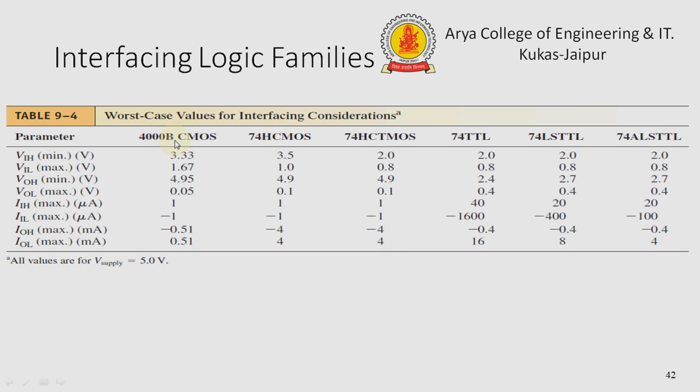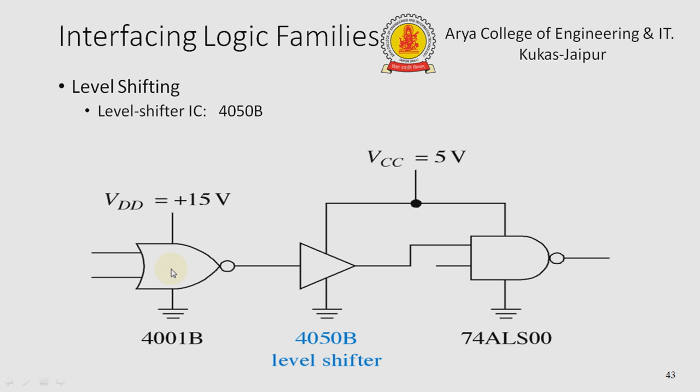And here are the values for interfacing considerations that we get for CMOS and for TTL with their voltage level parameters, like VIH, VIL, VOH, VOL, IIH, IIL, IOH and IOL, and for all values the supply voltage is 5 volt.